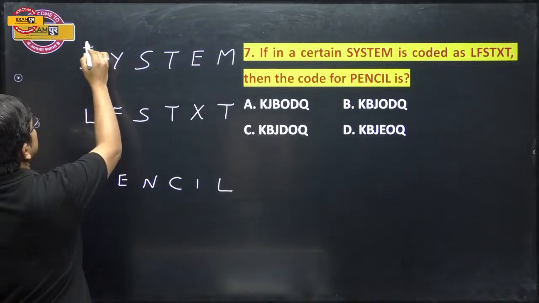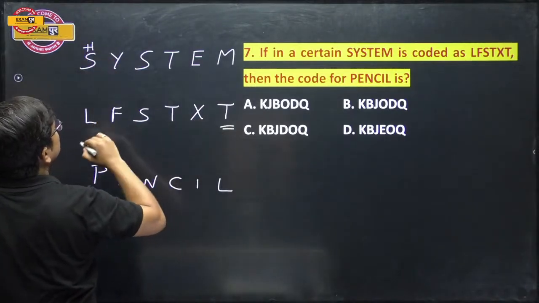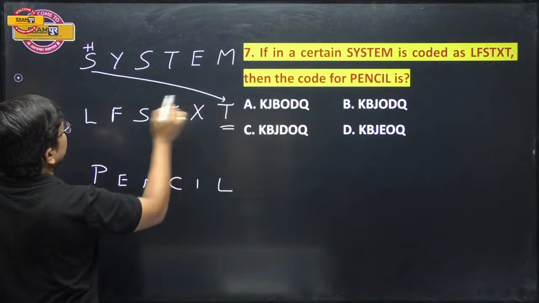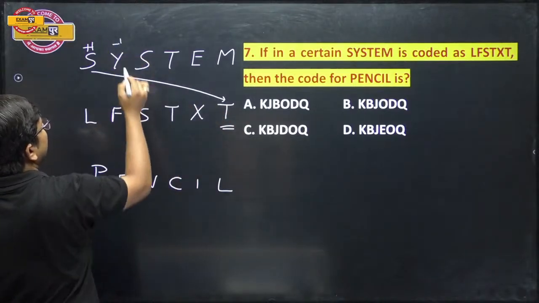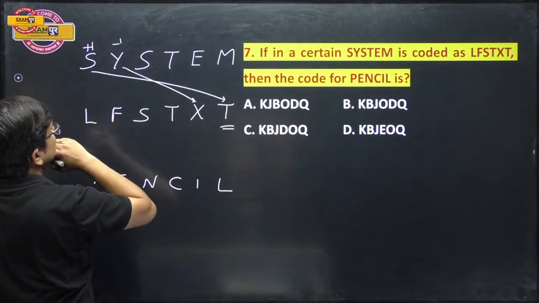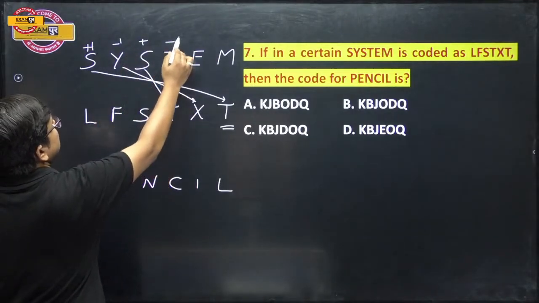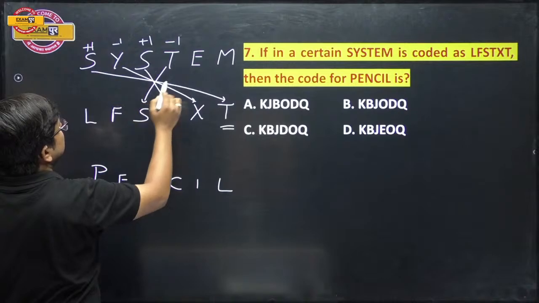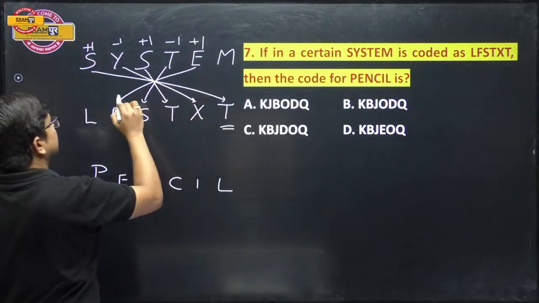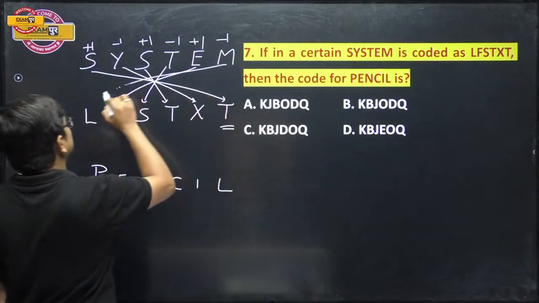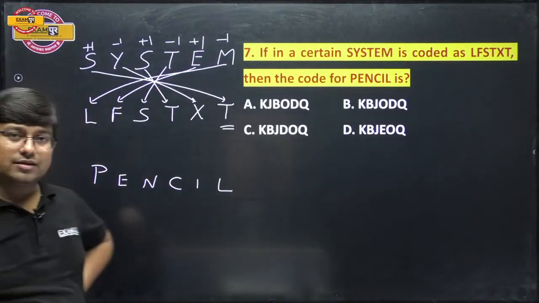S plus 1 is T. Then Y minus 1 is X. Okay. S plus 1 is T. T minus 1 is S. E plus 1 is F. M minus 1 is L. I hope all of you are getting this.